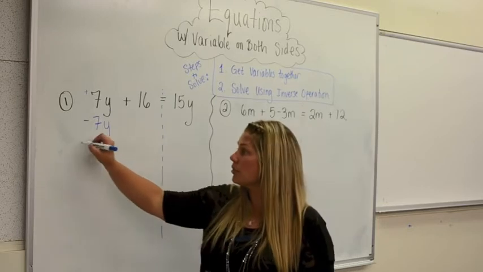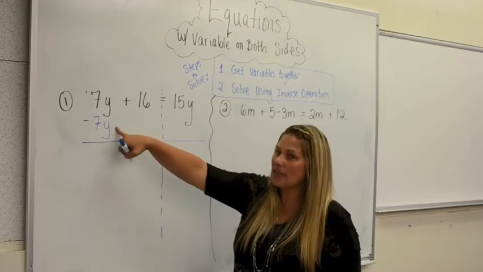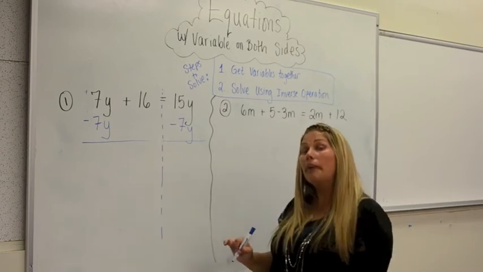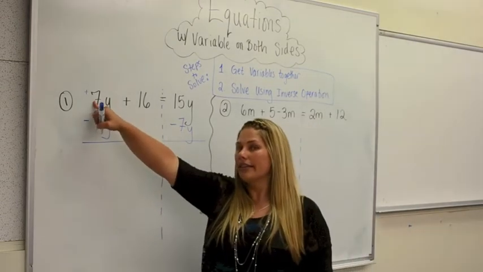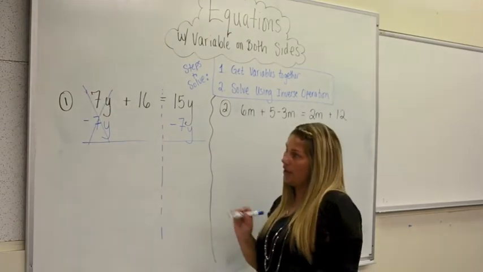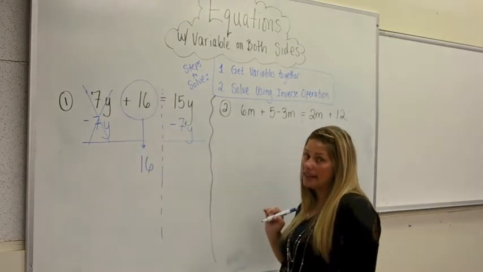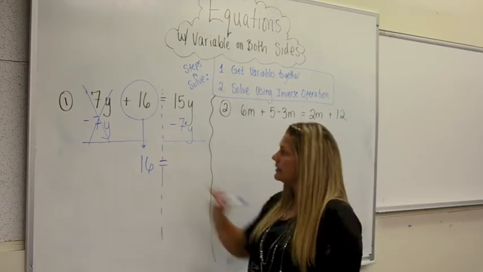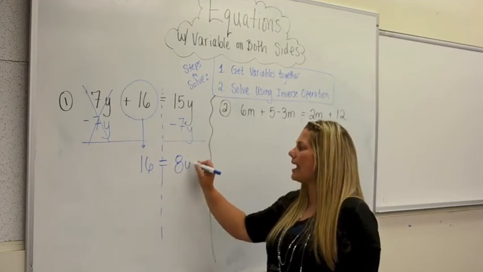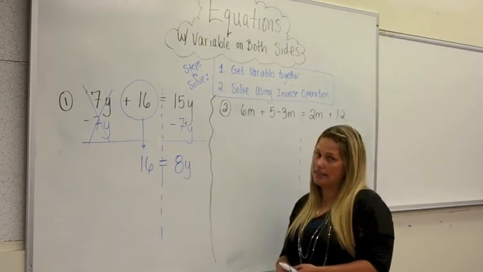But remember, what you do to one side, you have to do to the other. So if I'm going to have a negative 7y on the left side, I need to put negative 7y on the right side. So combining like terms, 7y's taking away 7y's means I have none of those y's left over. Right here, I still have a positive 16 on the right-hand side. I have my equal sign on the line, and 15y's minus 7y's means I have 8y's now on the right side. 15 minus 7, I get 8.